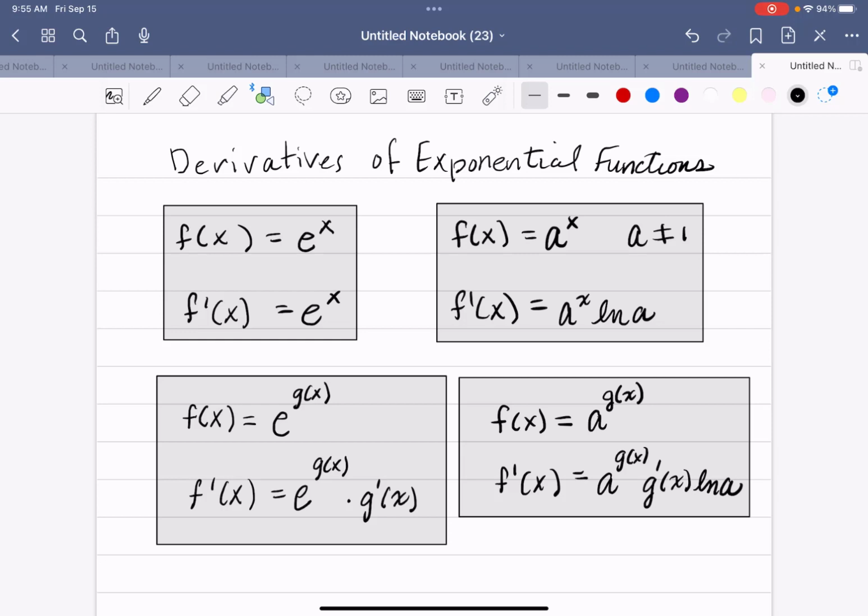Now, if our base is anything other than e or 1, we have an exponential function that looks like f of x equals a to the x. The derivative of f of x equals a to the x is a to the x times the natural log of a. However, if the exponent of the base a is g of x, a differentiable function, then the derivative of a to the g of x is a to the g of x times g prime of x times the natural log of a. So again, it's the chain rule.